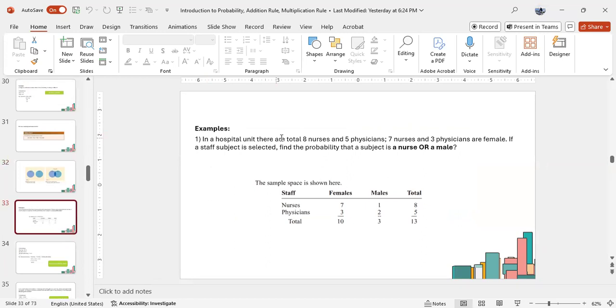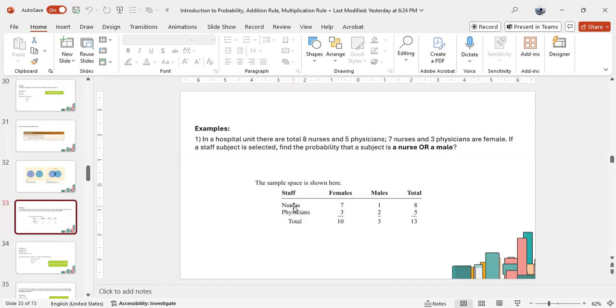In a hospital unit, there are a total of 8 nurses and 5 physicians. 7 nurses and 3 physicians are female. This means that 1 nurse and 2 physicians would be males. If a staff subject is selected, find the probability that the subject is a nurse or a male. Consider the formula that I have discussed earlier. We have to find the probability of A, that would be probability of nurses, probability of B, that would be probability of males, and then probability of the shared space.